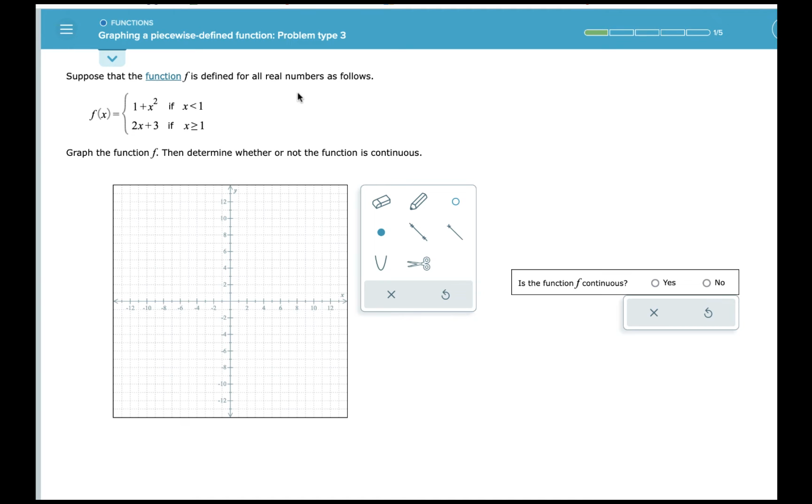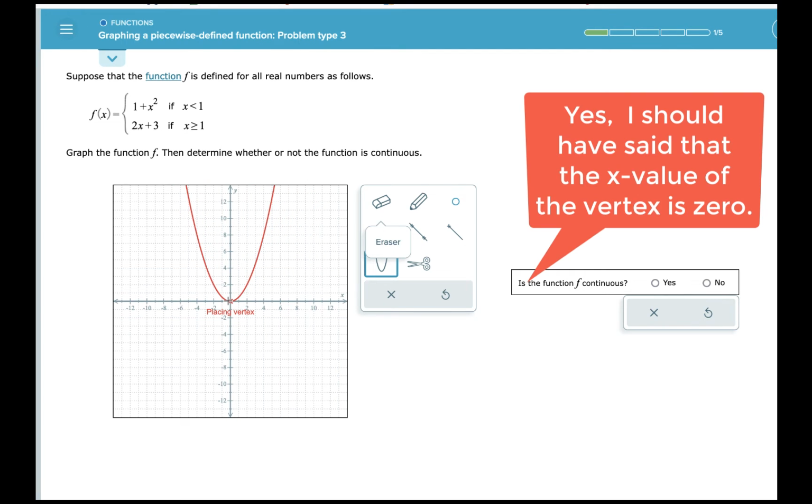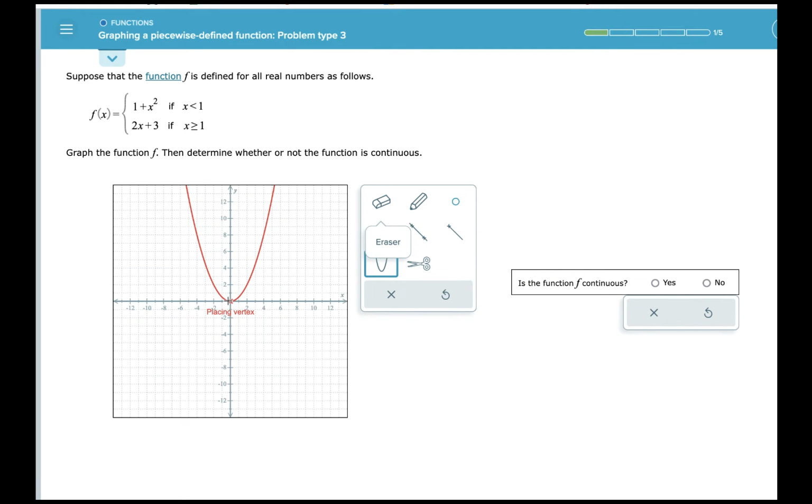So what I need to do to graph this is first pick the parabola tool. And be careful putting extra points on your graph because Alex might not like that. So I'm just going to try to graph the bare minimum here. I first need to figure out where my vertex is. If I use negative b over 2a, my b is 0. Some of you have just memorized that the x value of this parabola will be 0. And if I plug 0 in, 1 plus 0 squared gives me 1, so the vertex is at (0, 1).